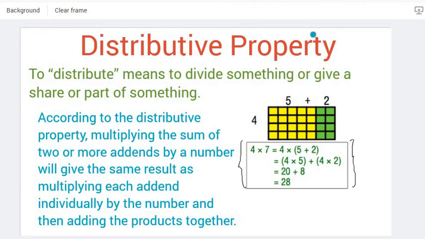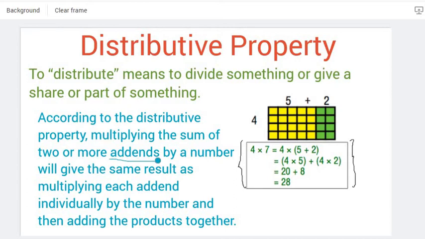Now, the distributive property. This is the most useful property out of the 3 properties: commutative, associative, and distributive. Why? Because you can use it to break down numbers and multiply them much more easily. In this example, we have 4 times 7. We can break up 7 into 5 plus 2, a sum of 2 numbers. According to the distributive property, multiplying the sum of two or more addends by a number will give the same result as multiplying each addend individually by the number and then adding the products together. The 2 and 5 are addends. Anything that is being added is called an addend.